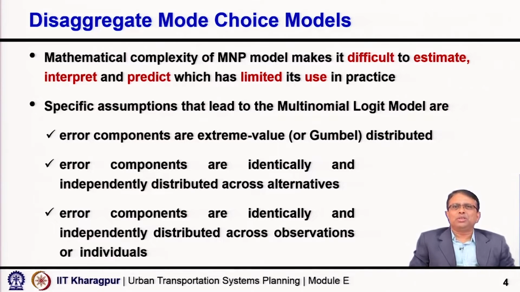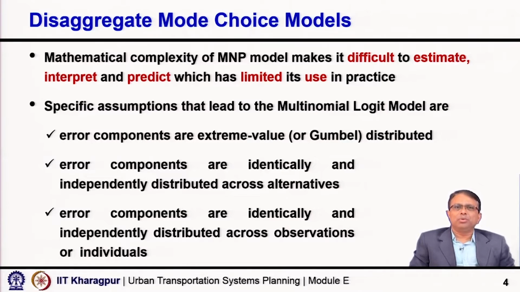But you know that fundamentally the difference between logit and probit is due to the assumption of the distribution of the error term. The specific assumptions which have led to the development of multinomial logit models are: first, the error components are assumed to be extreme value or Gumbel distributed.